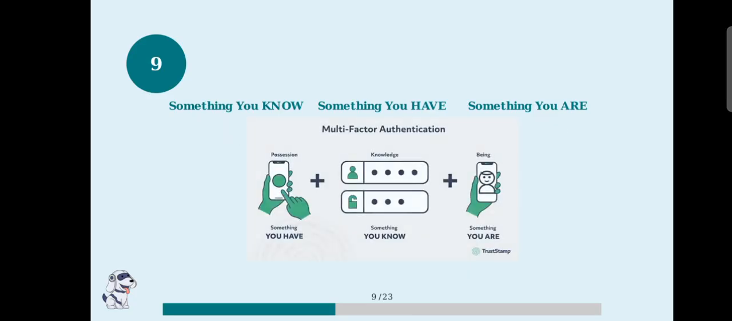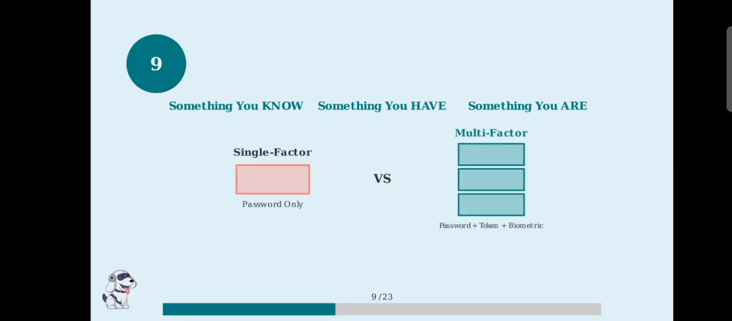Here's how all three factors work together in a complete MFA system. Each factor adds an additional layer of security, making it exponentially harder for attackers to gain unauthorized access. The security improvement with MFA is dramatic.